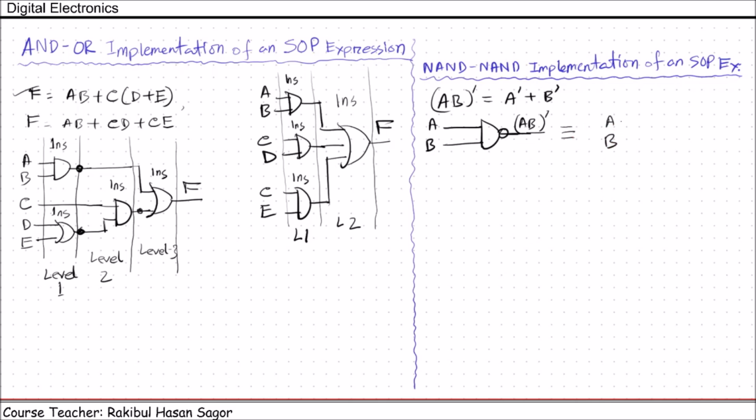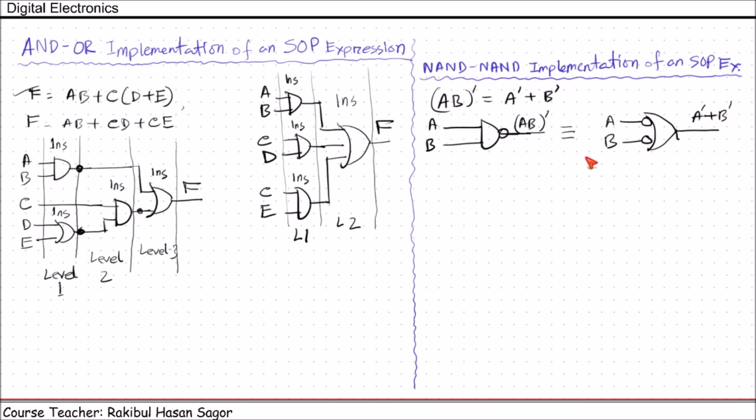A and B, first of all, they will be primed and then ORed. So we can put a bubble here. These two gates are giving the same type of output. Here A is inverted first, that will give you A', B is inverted first, that will give you B', and then they will be ORed. Eventually you will get A' + B'.